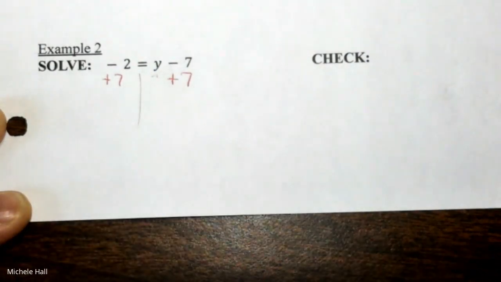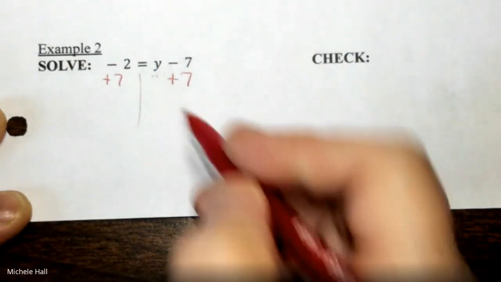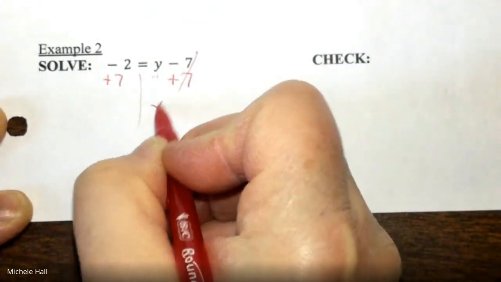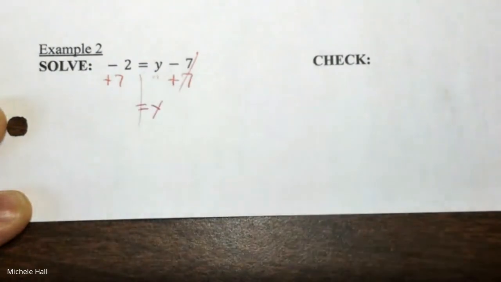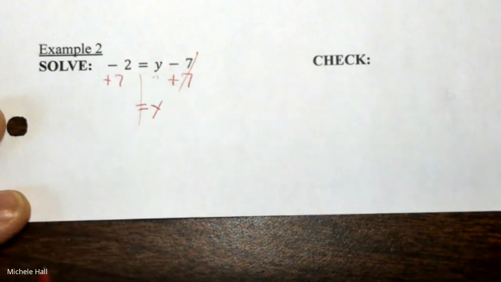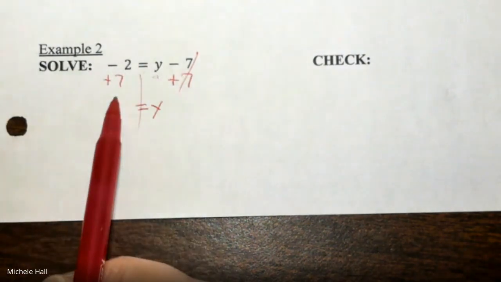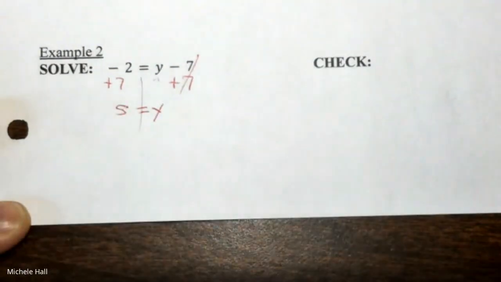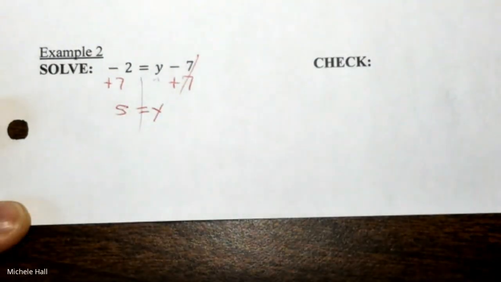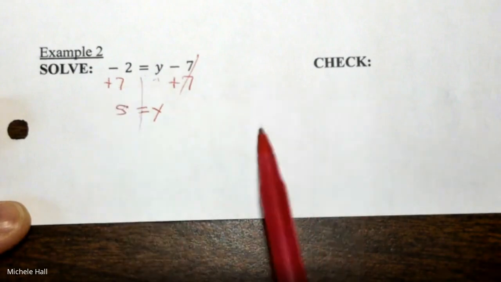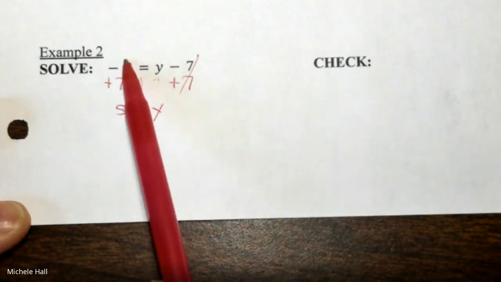What happens to -7 and +7? They cancel each other out. So I have y. I bring it down. There's my equal sign. Don't switch the y. Leave it on that side. Then I just have to do the math on the other side. It says -2 plus 7. Same signs or different signs? So when it's different signs, what do we do? Subtract and take the sign from the larger number. So it's going to be a +5. I could have also said 7 minus 2.